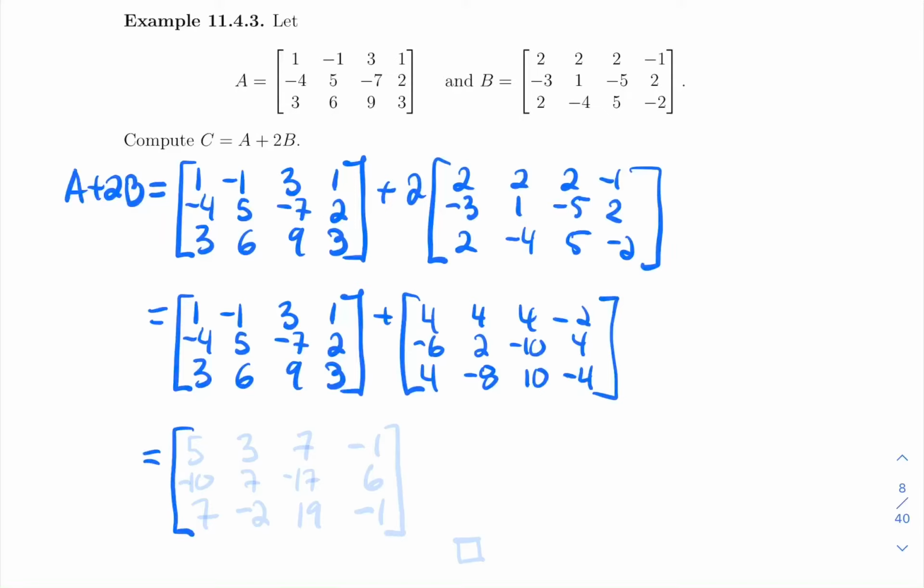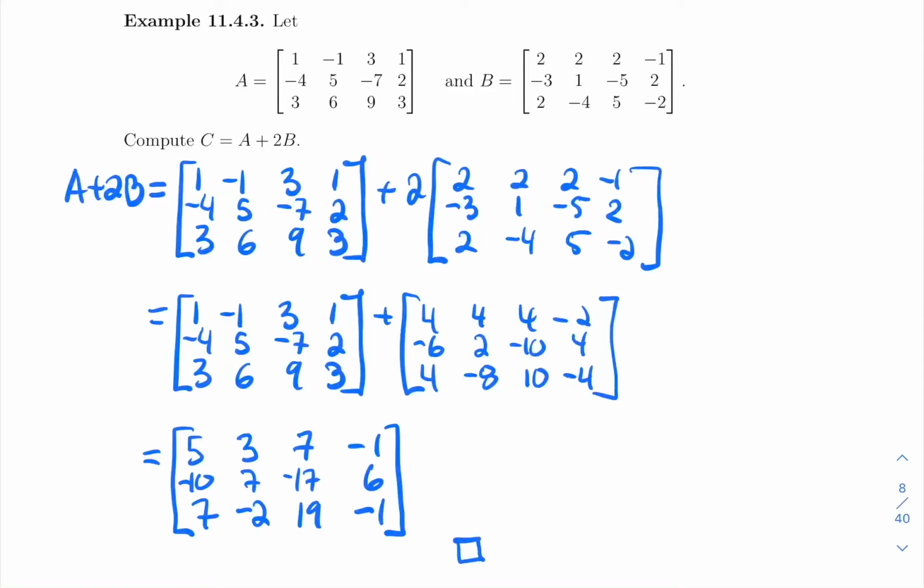So if you add, you're going to get 1 plus 4, which is 5. Minus 1 plus 4, you get 3. 3 plus 4, you get 7. 1 plus minus 2, you get minus 1. Minus 4, minus 6, that's a minus 10. 5 plus 2, that's a 7. Minus 7, minus 10, that's minus 17. 2 plus 4, that's a 6. 3 plus 4, that's a 7. 6 minus 8, that's a minus 2. And 9 plus 10 is 19. 3 plus minus 4, that's minus 1.